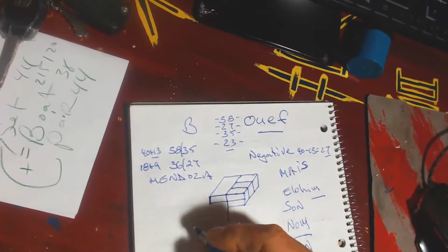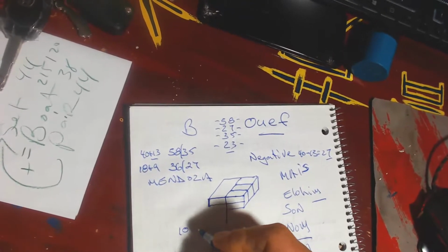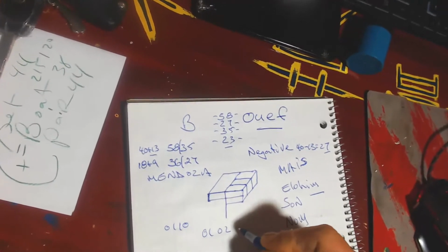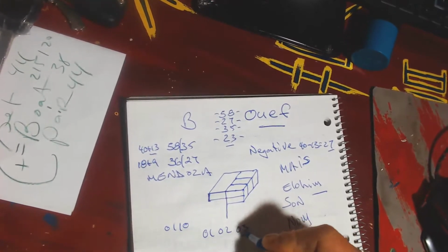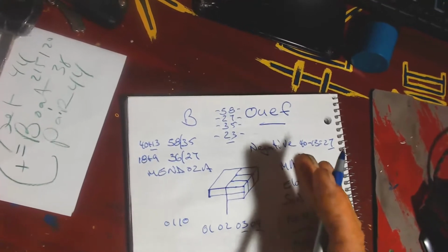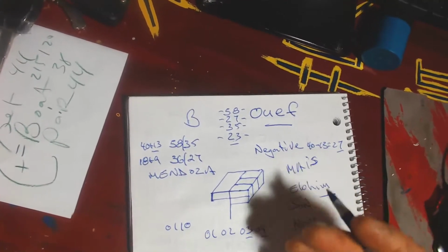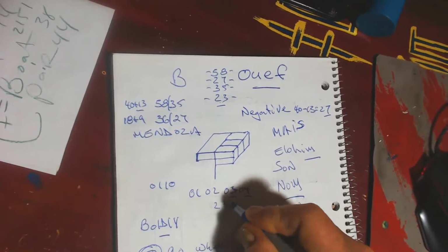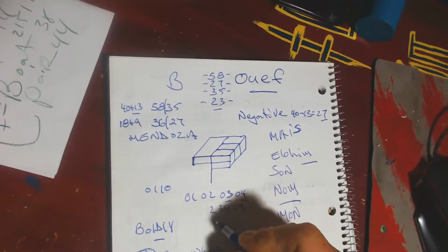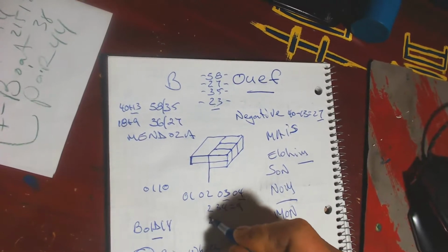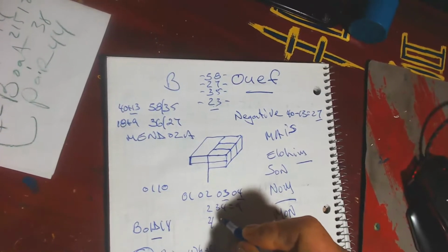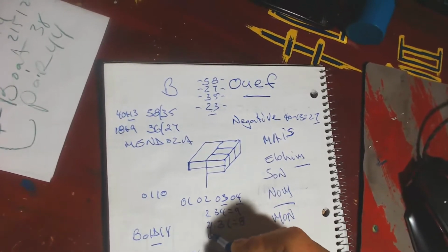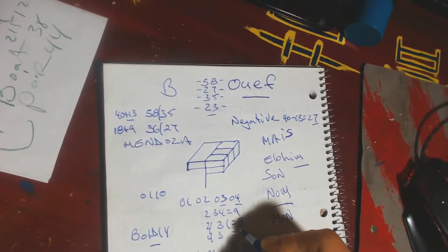Another thing I wanted to mention, I didn't mention before, 0, 1, 0, 2, 0, 3, 0, 4. I'm going to stop because the rest are going to create the totality. 4, 3, 2 equals 9. 4, 3, 1 equals 8. 4, 3 equals 7.